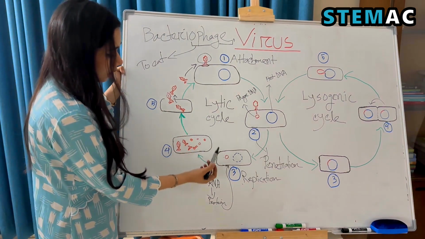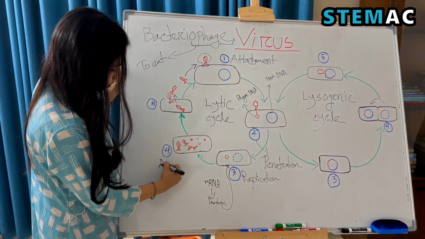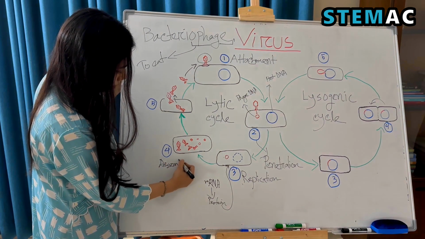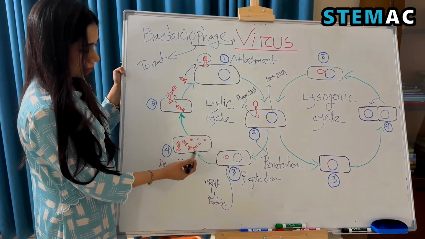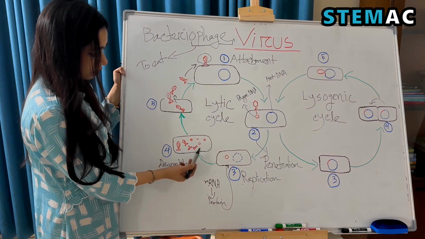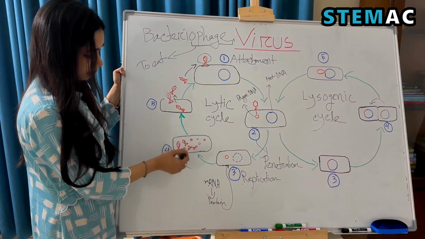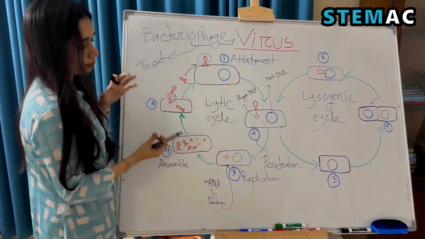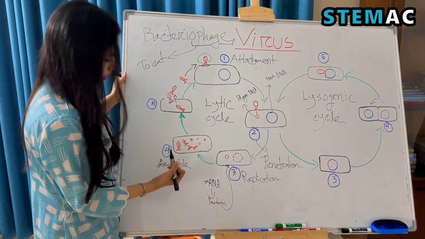So that's where the fourth step comes, which is assemble. Here we can see that all the different virus parts have been formed. So here we have a tail, phage DNA, or a complete bacteriophage, and in this fourth step, they will assemble together.